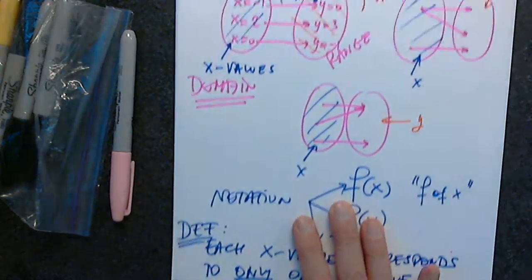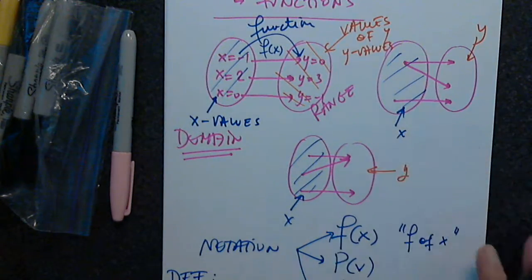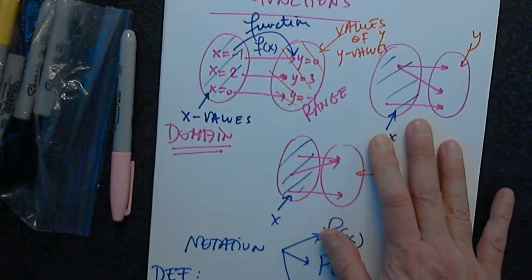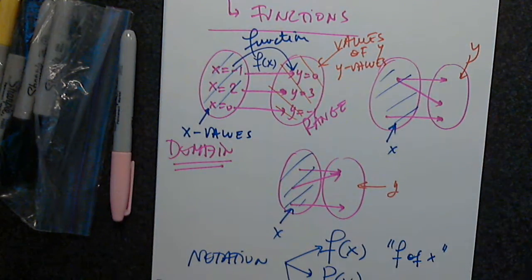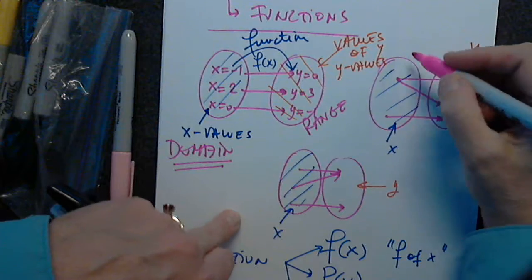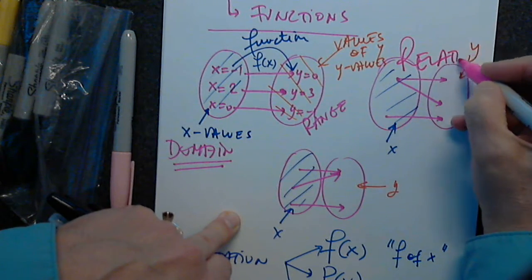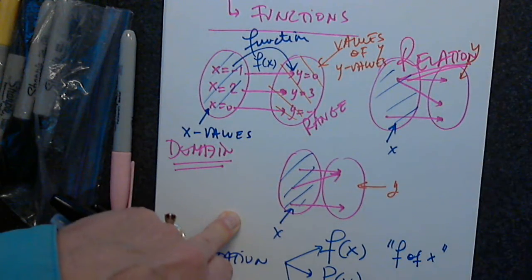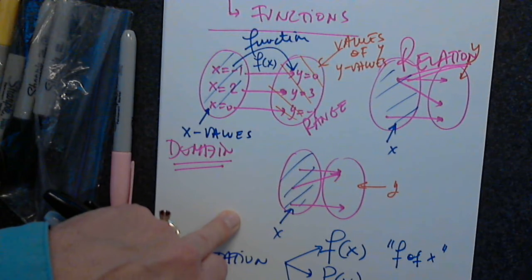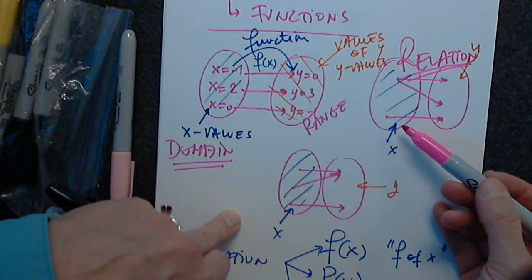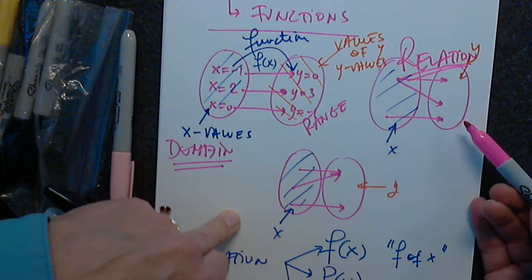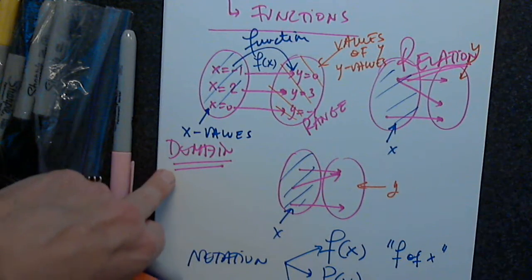So coming back to our second example, do you think that the second example is a function or not? No. We call this a relation. It's possible, but it's not a function. Still, the first set is called the domain, and the second set is still called the range, but it's not a function. It's a relation.